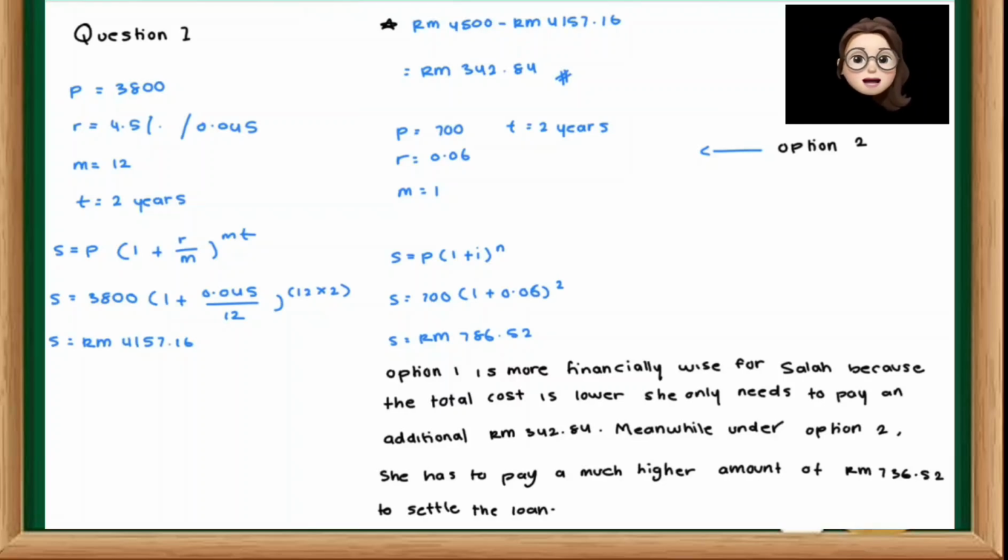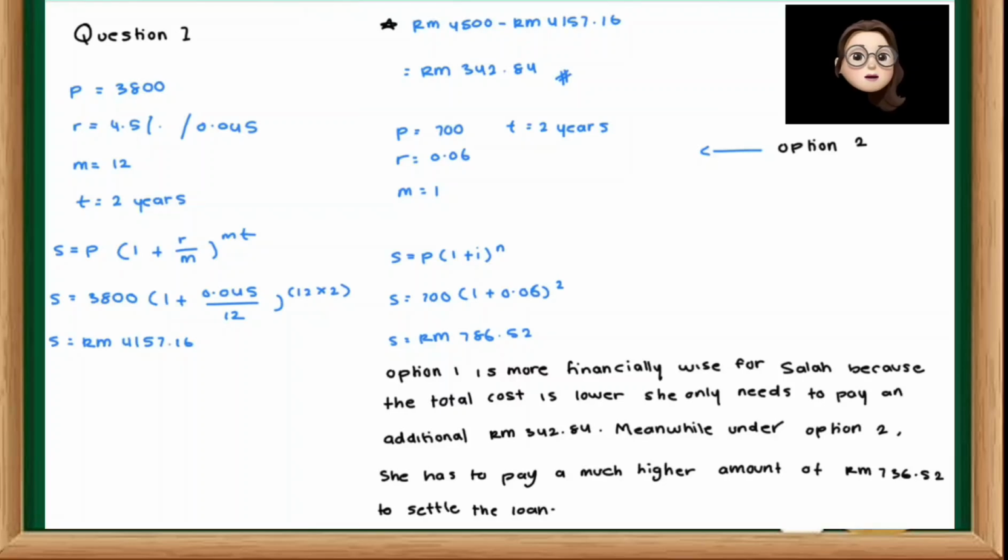To find the accumulated amount or future value, we use the compound interest formula, that is S equals P bracket 1 plus R per M, to the power of MT. After substituting our values into the formula, we get the total accumulated amount for option 1 is 4,157.60. To find the difference, we subtract the two amounts: 4,500 minus 4,157.60, and we get 342.84. This shows that under option 1, Sarah only needs to pay an additional 342.84.